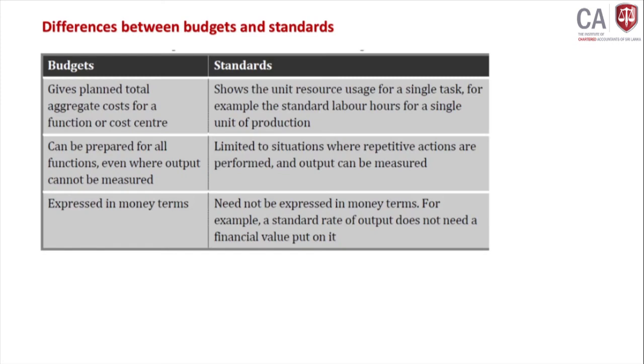First difference, budget. Budget will give you the plan total aggregate cost, whereas standard will give you per unit standard cost, right? It shows the unit resource usage of a single task.